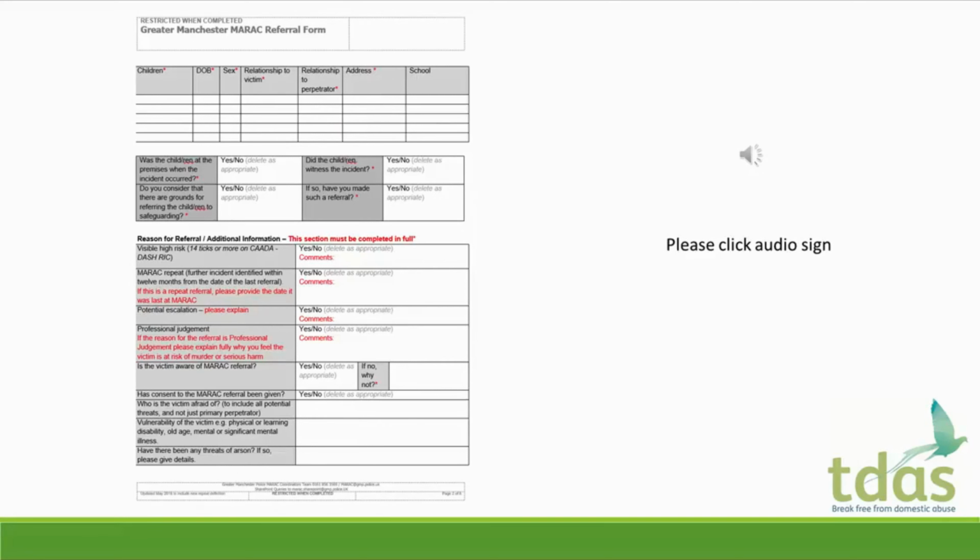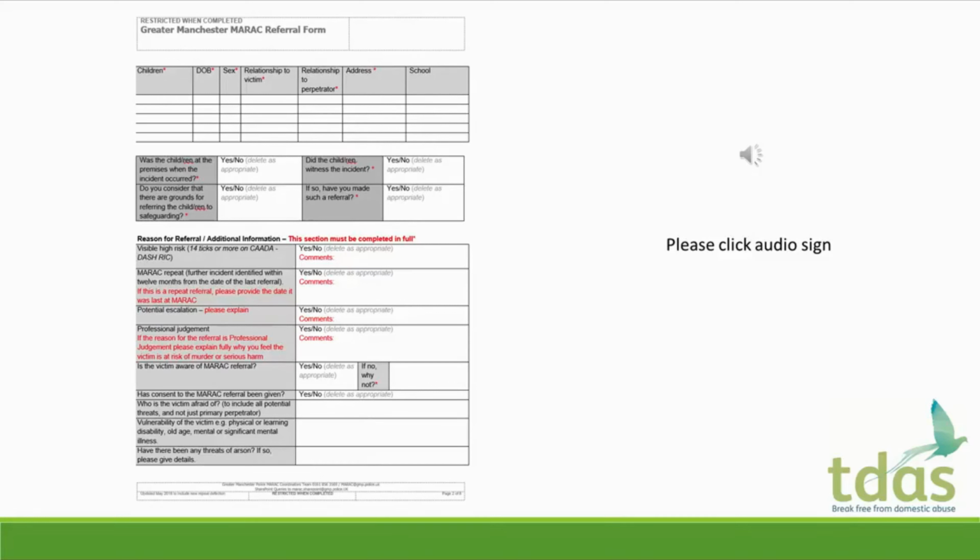The next box looks at who the victim is afraid of. This may just be the perpetrator, but this is important to ask this question and document what the victim says, as there may be more than one perpetrator, for example in cases of honour-based violence or if the perpetrator is involved with gangs. We then go on to look at the victim and any additional vulnerabilities they may have.